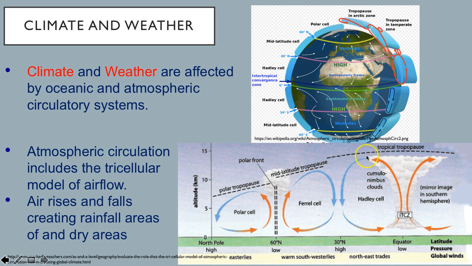Remember that air rises over the equator, forming clouds and rainfall over the equator. Air sinks at 30 degrees north and south of the equator, resulting in dry conditions where the world's largest deserts occur. Air rises again at about 60 degrees north and south, resulting in rainfall. And air sinks over the poles, resulting in relatively low precipitation there. This is just a quick review of the tricellular model.